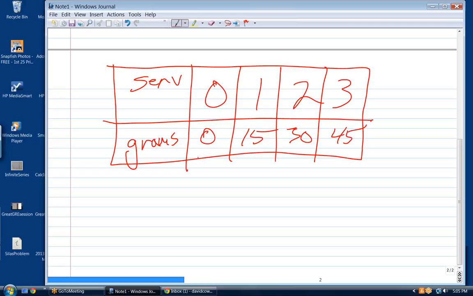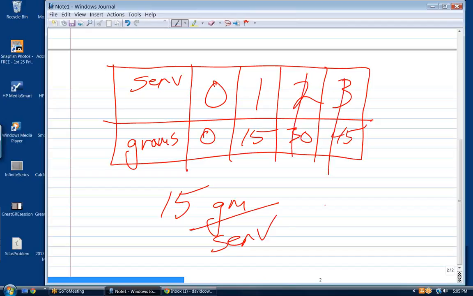So what's the ratio here? Well, 15 grams per serving. And we didn't even need those other 2 columns. They're always going to be in that same ratio. Except this is not the same ratio. We couldn't have solved it using that first column only. Kind of odd, huh? That would make it completely equal.